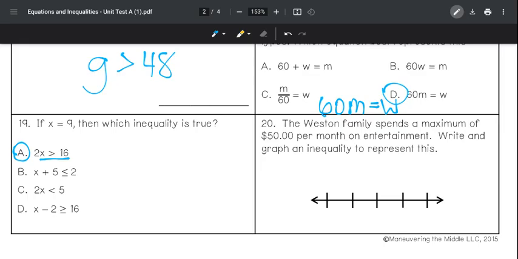Last one, 20. The Weston family spends a maximum of $50 per month on entertainment. So 50 is the biggest number, which means the alligator mouth faces that. And we can spend all $50, so it can equal that. Okay, but we can spend less money. So I put my 50 down here, right, and solve an inequality. I put my filled in circle since it can equal 50. And I know that we can't spend any more than 50, so my line has to go left because we have to spend less, or 50 or less.